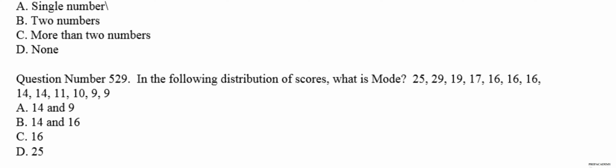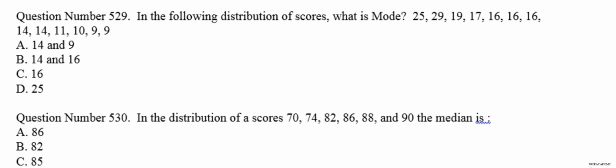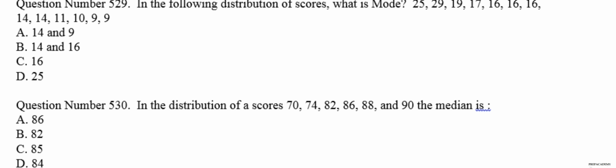Question number 529. In the following distribution of scores, what is the mode? 25, 29, 19, 17, 16, 16, 16, 14, 14, 11, 10, 9, 9. A. 14 and 9, B. 14 and 16, C. 16, D. 25. The correct answer is option C, 16.